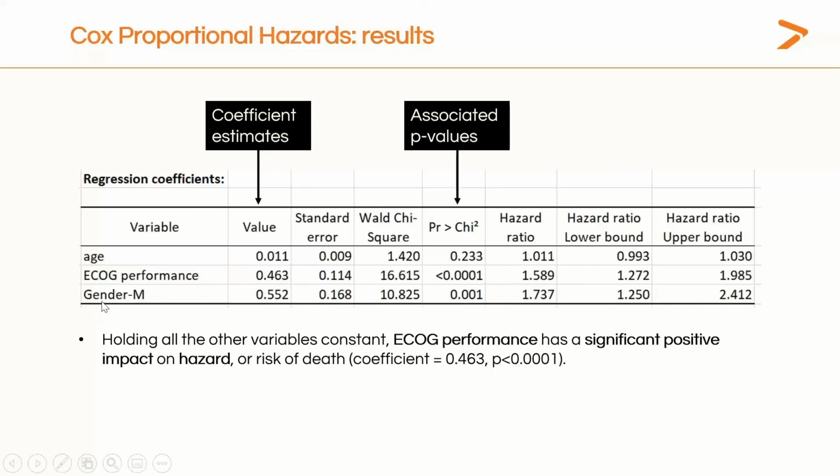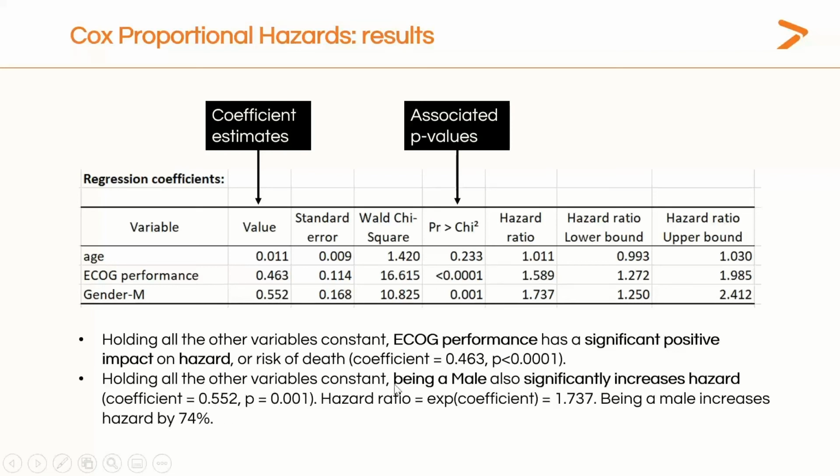It's the same thing for gender, which I remind you is a qualitative variable. So 0.552 is the difference in coefficient between M and F. So when you switch from F to M, you increase the hazard, and this is significant. So holding all the other variables constant, being a male also significantly increases hazard. And to interpret this coefficient more specifically, we can take the hazard ratio, which is right here, which is the exponent of this value. It equals 1.737. So being a male increases hazard by 74%.